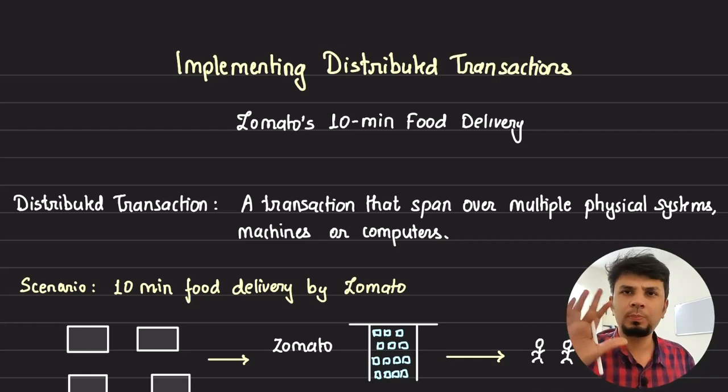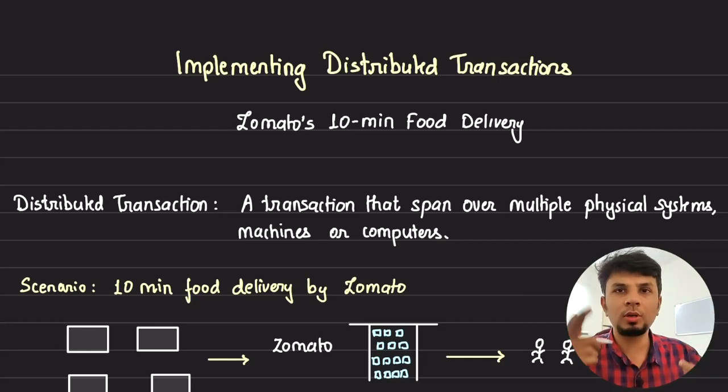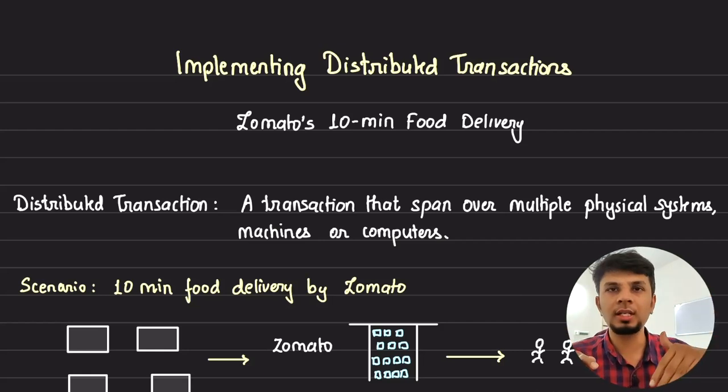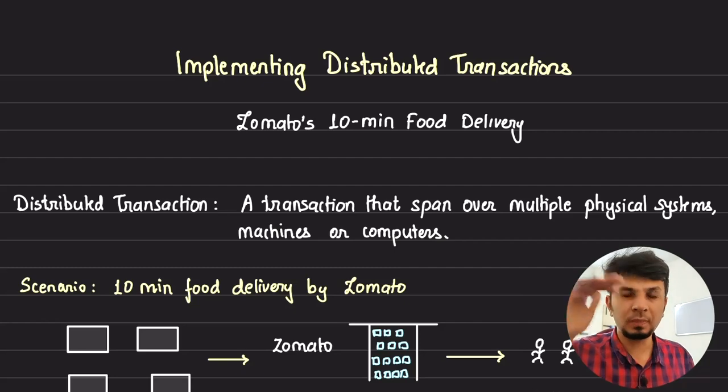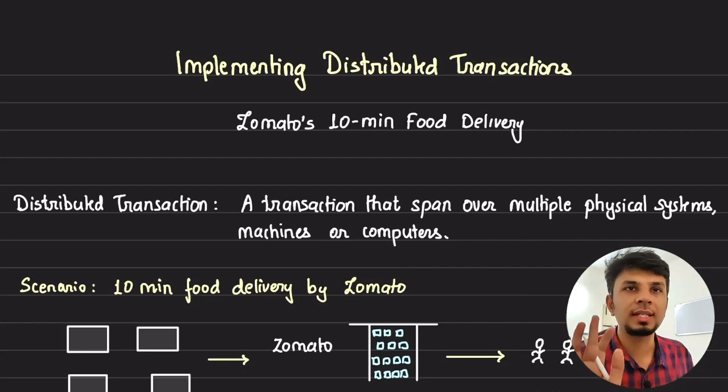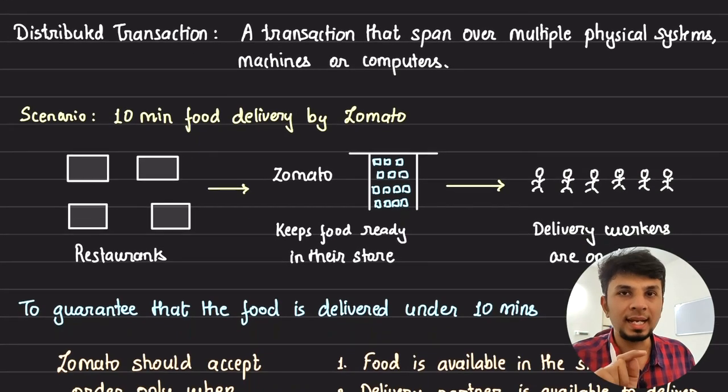Okay, so just to give context to folks who have not seen the previous video, I'll link it in the iCard and I'll actually put it in the description as well. But just to skim it through, let me just go through the basics of it so that everyone's on the same page. So what exactly is a distributed transaction?